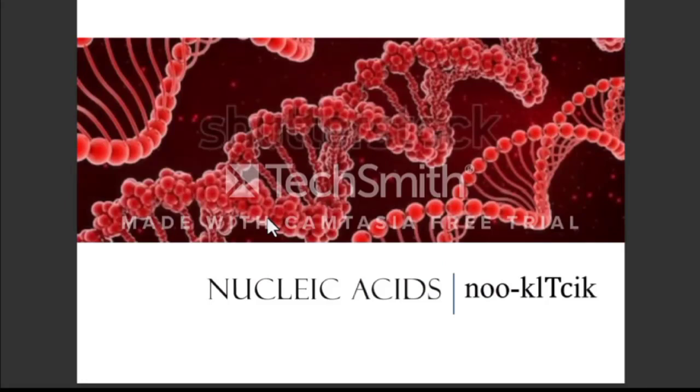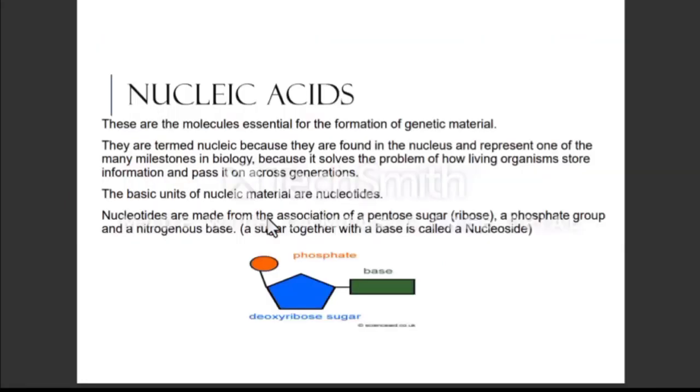So let's get into nucleic acids. Nucleic acids are molecules that are essential for the formation of genetic material. They are termed nucleic acids because they are found in the nucleus, and they represent one of many milestones in biology because they solved so many problems. That was the problem of how living organisms store information and pass it on across generations. So now we know that living organisms store their information in particular molecules found in the nucleus, which we call nucleic acids. We are going to see how these molecules can be transmitted to other generations.